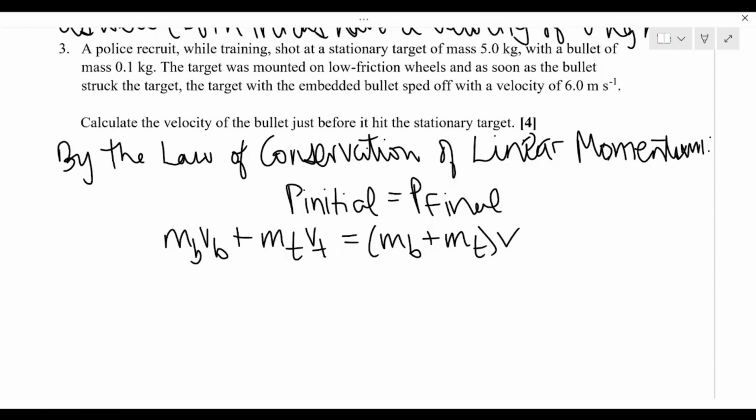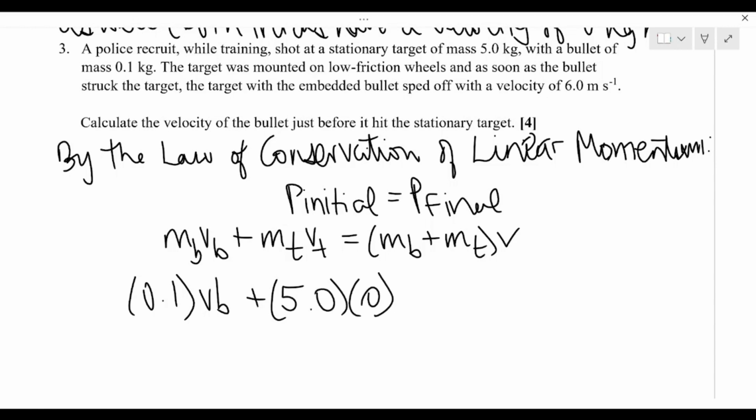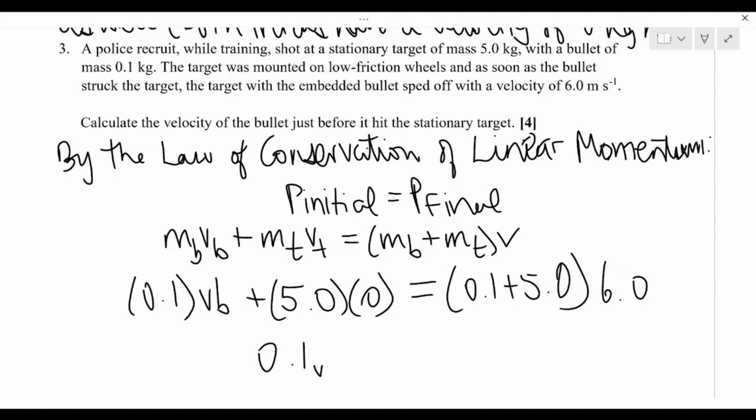We're given that the mass of the bullet is 0.1 kilograms, the velocity of the bullet is unknown, the mass of the target is 5 kilograms, and the velocity of the target is 0. The combined mass of the bullet and the target is going to be 0.1 plus 5.0 times 6 meters per second. Therefore, 0.1 times the velocity of the bullet is equal to 5.1 times 6.